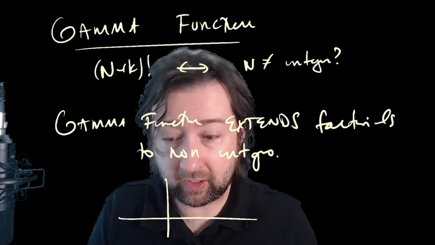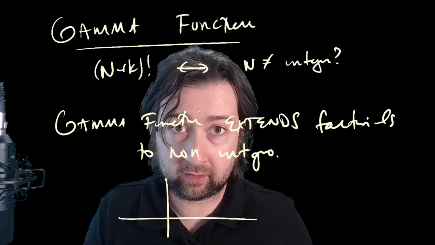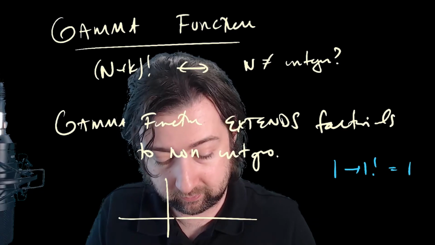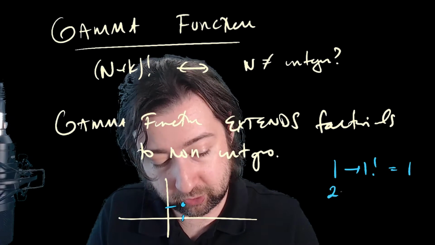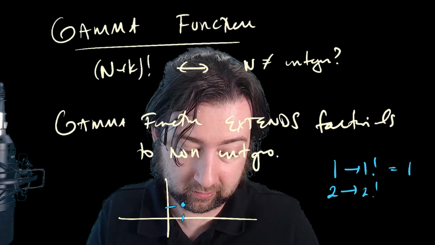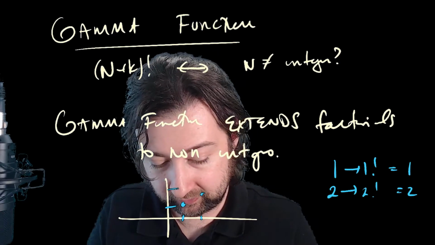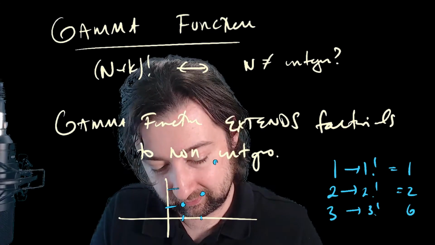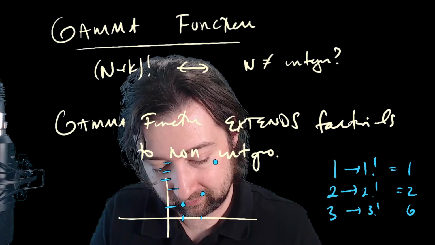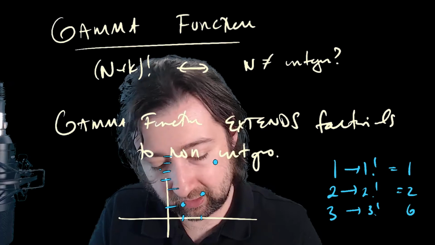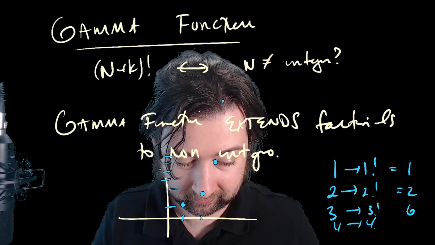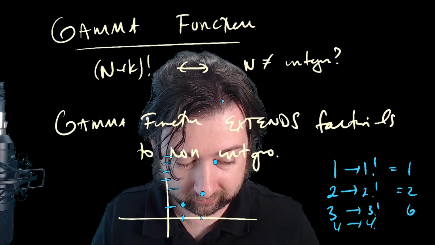So if you try to make a plot of what the factorials look like, well, if you put 1 into factorial, you get 1. And if you put 2 into the factorial function, you get out 2. But if you put 3 into the factorial function, you get out 6. And so you end up with this function that's increasing incredibly quickly. Of course, 4 goes in and turns into 24.